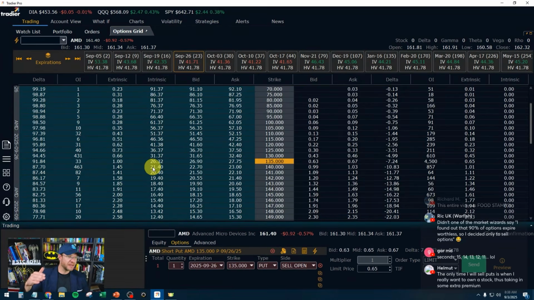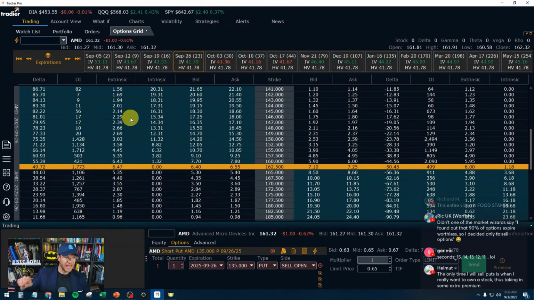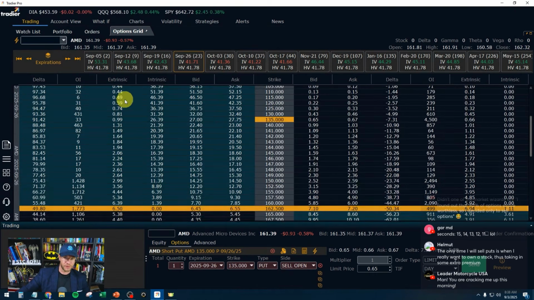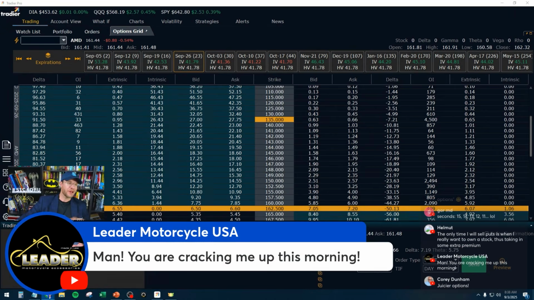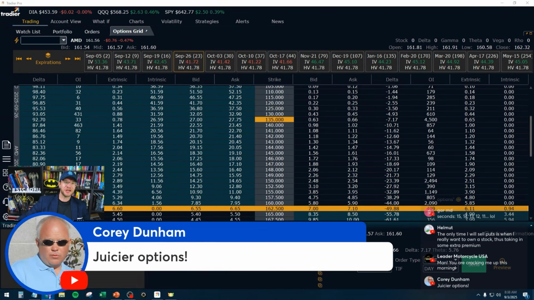Because if you understand that your limit of the percent of extrinsic value to the ask price is whatever, if it's 30%, 20%, 10%, all you have to do is just go further up the options chain. Because remember, extrinsic value peaks at the money. It peaks at the money. You can see it right here on this one exactly. So my counter to that is just go further up the options chain. Not that hard. You're cracking me up, Mikey Mike. Juicier options.